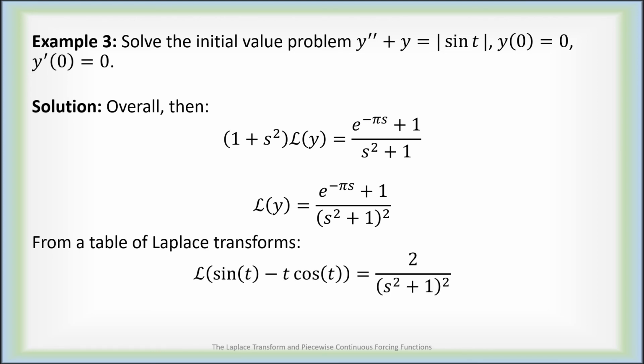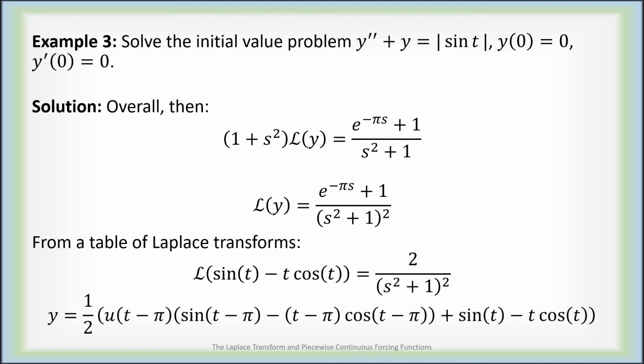From a table of Laplace transforms, we see that the Laplace transform of sine t minus t cos t is 2 over s squared plus 1 squared. This is an entry that has s squared plus 1 squared down in the denominator. So overall, we're going to represent this as, first, we have an e to the minus pi s times a constant over this denominator. That's a shifted form. Step function at pi, sine of t minus pi minus t minus pi cos of t minus pi. So all of this simply comes from e to the minus pi s times 1 over s squared plus 1 squared. And of course, this factor of 1/2 is necessary to cancel out the 2 that would have appeared here.